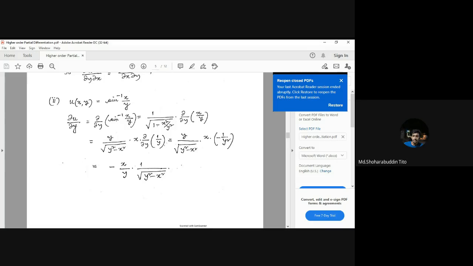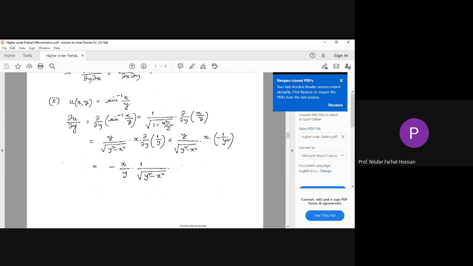So you have to consider this x over y as y, not x, because your differentiation is with respect to y. That's why this whole thing, x over y, should be considered as a single y. So what will be the derivative of sine inverse y? It will be 1 over root over 1 minus y square, and your y means x over y.